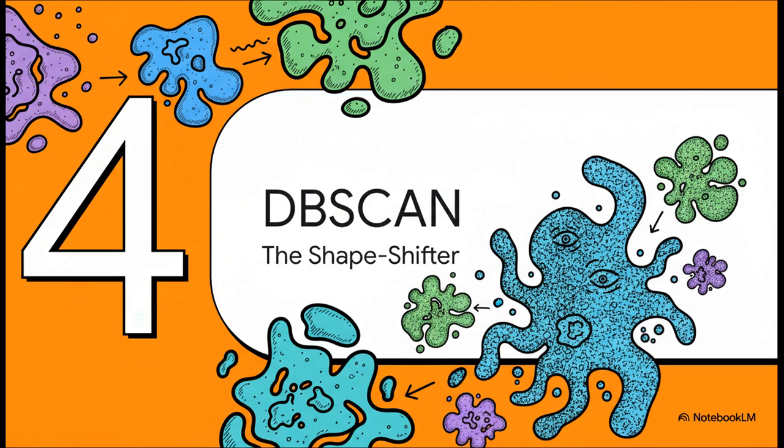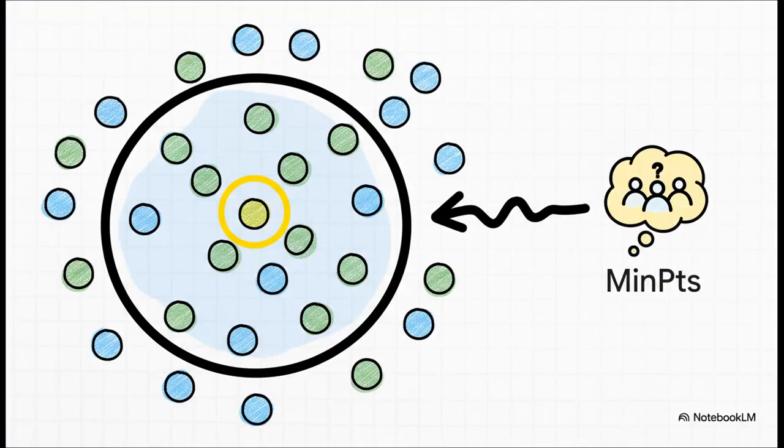So what if your clusters aren't nice little spheres and they're not neatly nested inside each other? What if they're just weird shapes? For that, we need a shapeshifter. So let's meet DBSCAN. This is a brilliant algorithm that finds groups based on how dense the data is, not how close it is to some center point. DBSCAN works with just two really simple parameters.